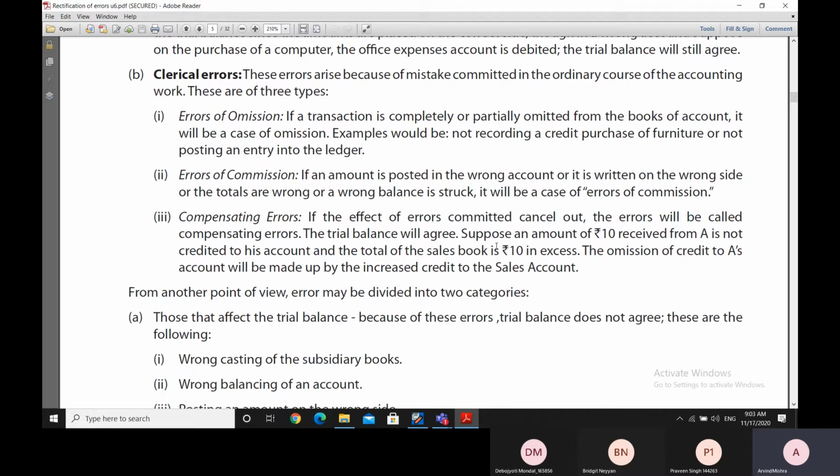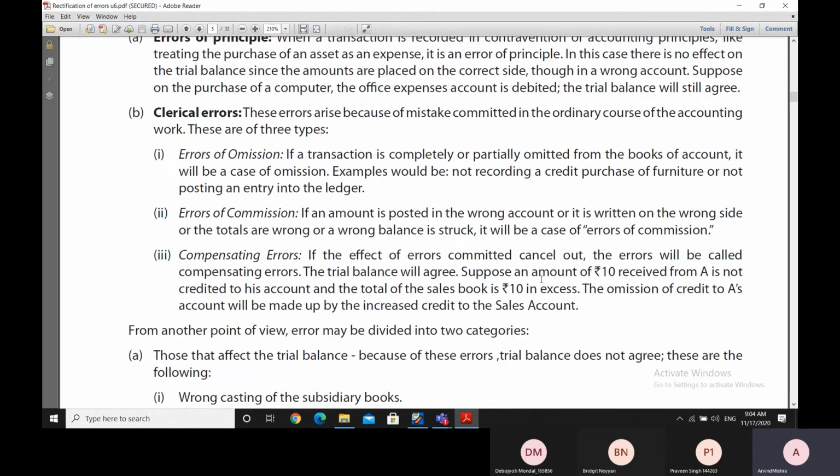Now here there are two errors being made. When we take the sales book total, we are wrongly totaling 10 rupees in excess. On the other hand, when we are receiving 10 rupees from A, we are not crediting his account. So there are two errors being made here. When we omit the credit to A's account, that error will be made up or compensated by the increased credit to the sales account. So credit to one account is being reduced and the credit to the other account is being increased. So it is getting compensated. So these are the types of clerical errors.